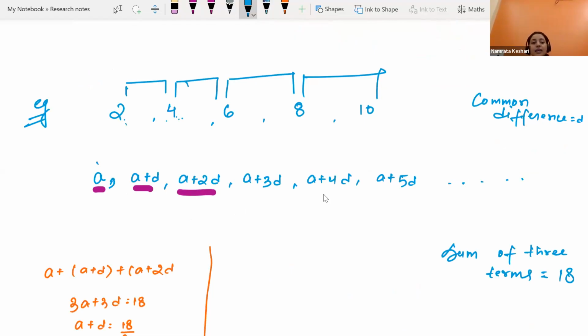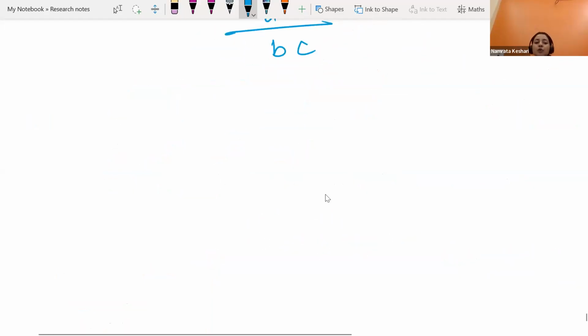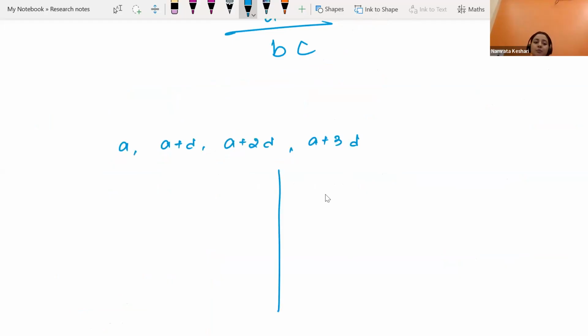We will not be taking A, then A plus D, then A plus 2D, then A plus 3D. If we take it like this, your calculation will be very huge. If you want to check, please check it. Suppose we have 4 terms: A, A plus D, A plus 2D, and A plus 3D. Let's add them all; the addition of all is given as 56, right?